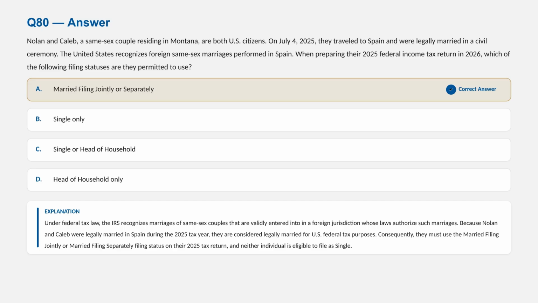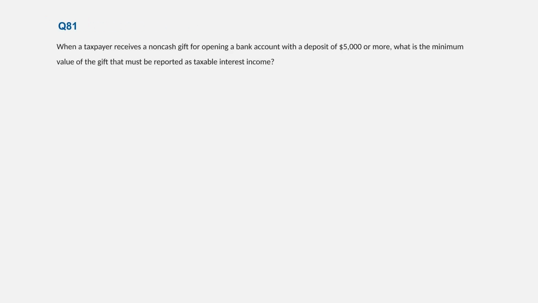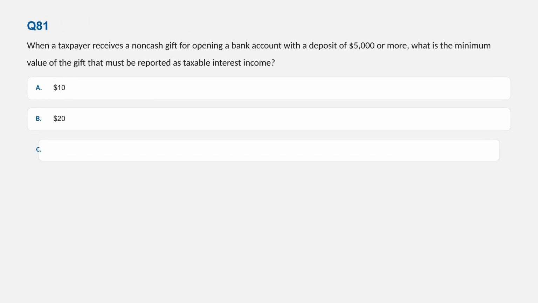Great. Now let's move to our next question. Alright, let's move to question 81. When a taxpayer receives a non cash gift for opening a bank account with a deposit of $5,000 or more, what is the minimum value of the gift that must be reported as taxable interest income? A. $10. B. $20. C. $50. D. $100.